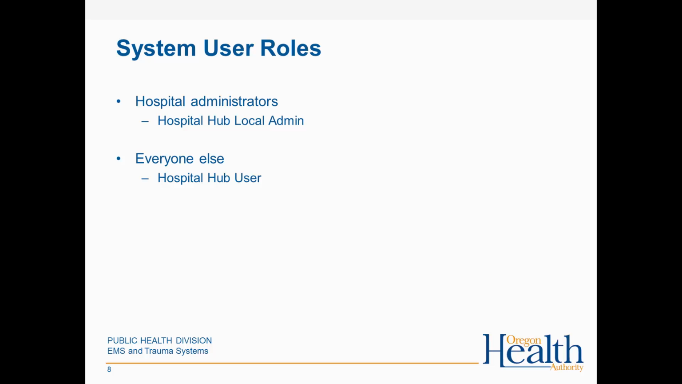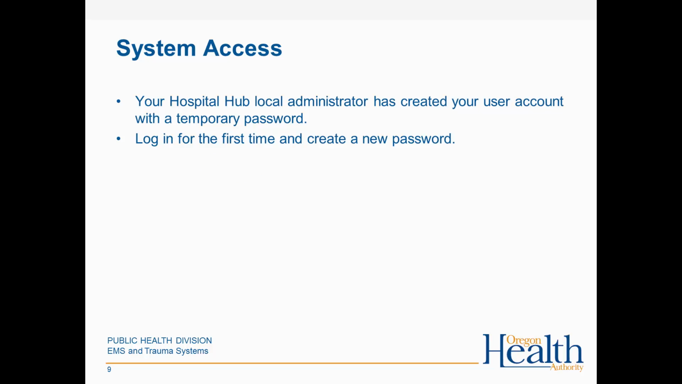In order to get access to the system, your Hospital Hub local administrator first needs to create your user account with a temporary password. They'll give that to you, and you'll log in for the first time, and then you'll be prompted to create a new password for yourself. If your Hospital Hub local administrator has already created your user account, then you'll be able to use that account today to log in and follow along with this session.